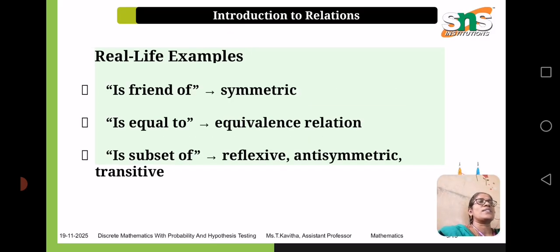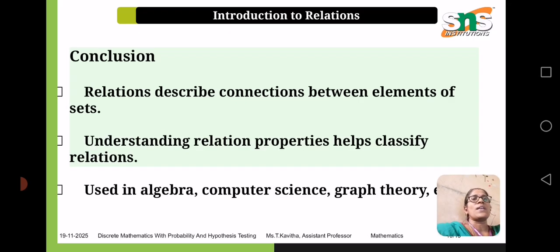The real life examples. A symmetric relation is "friend of", an equivalence relation is "is equal to", and reflexive, antisymmetric, transitive is "is a subset of". This is the real life examples.